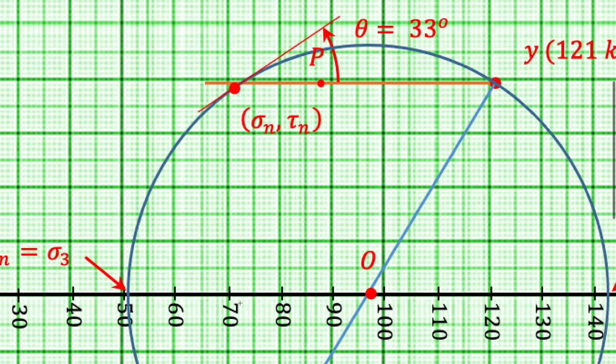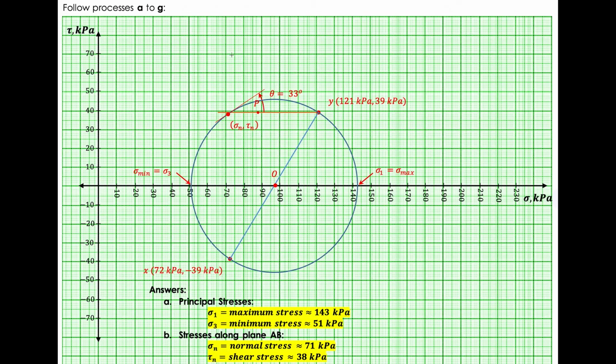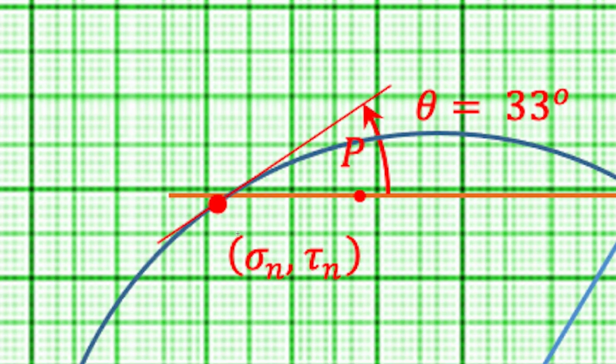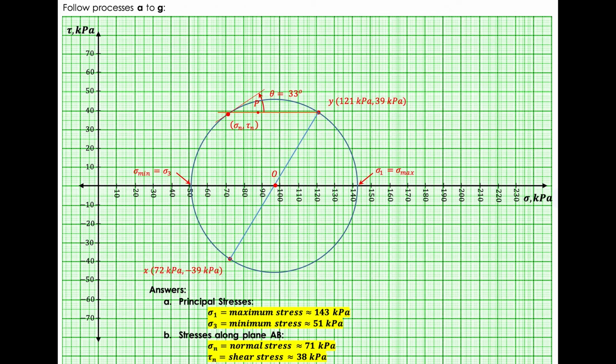And for sigma n, that is 71. Yeah, that's 71 for sigma. Then for tau, we have 10, 20, 30, 35, 36, 37, 38, 39 kilopascals. Okay? Or 38 daw. Naduling lang siguro tayo. Then with that, I was already able to determine my shear stress along plane AB.